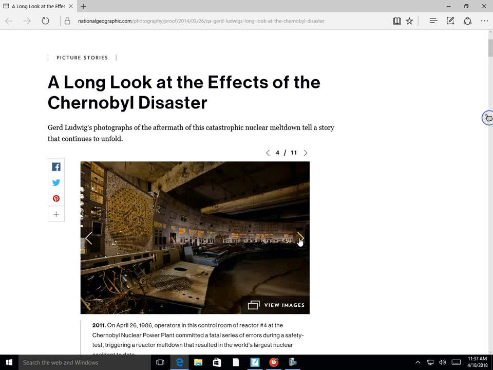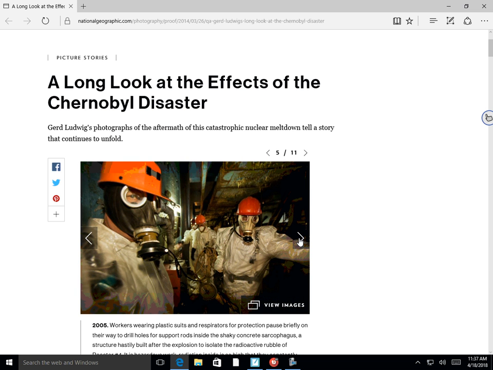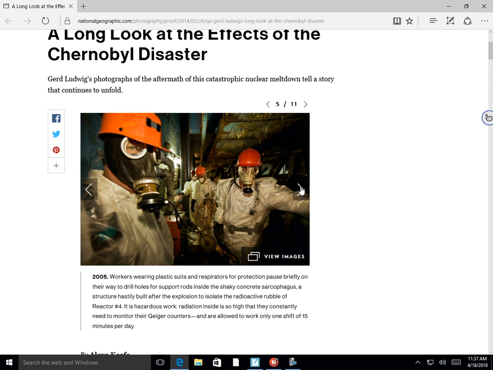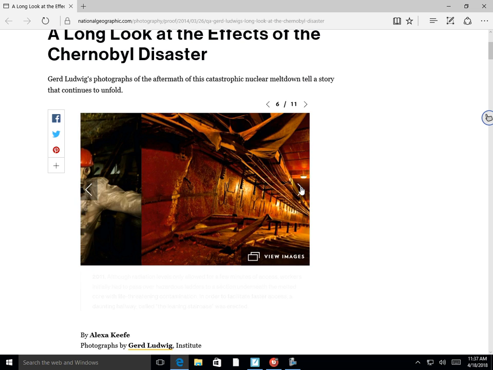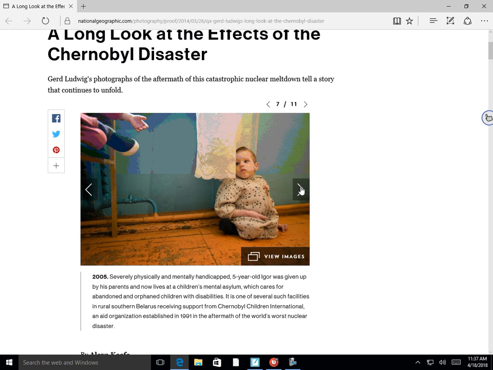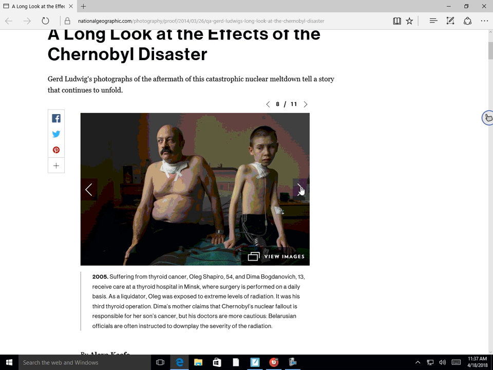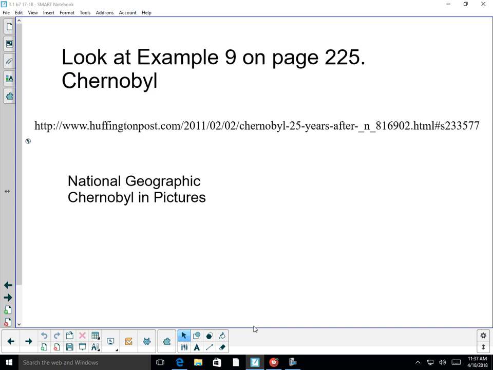This is the control room where there was a fatal series of errors during a safety test that triggered that meltdown. There's workers in plastic suits and respirators, and they can only work for like 15 minutes a day because of all the radiation. And a lot of children were born with birth defects, and adults and children have thyroid problems and so on. So we are now looking at page 225 in your book on Chernobyl. So you would probably be well advised to take a look at that also.